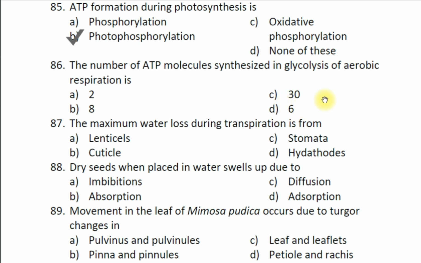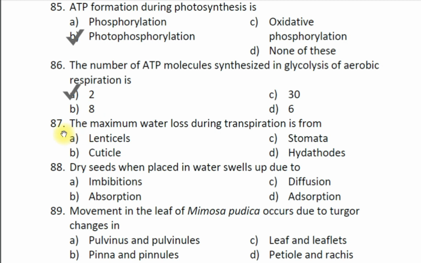The correct answer is option A, which is 2. Actually, the total number of ATP produced in glycolysis is 4 molecules, but 2 molecules are utilized in the first half of glycolysis, so there is a net gain of only 2 molecules.